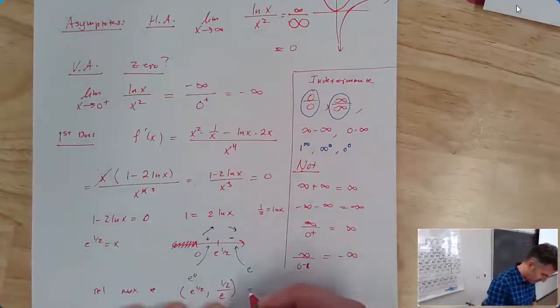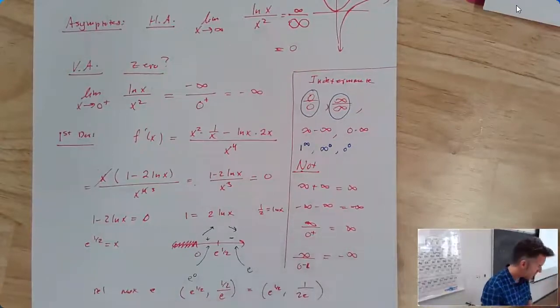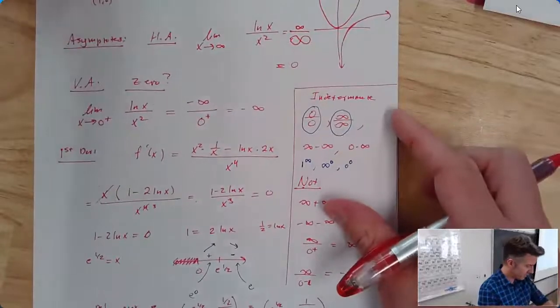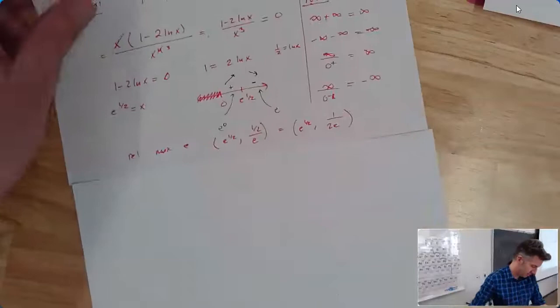Or you might write that as e to the 1/2, comma, 1/2. All right, let's look at the second derivative stuff. Second derivative stuff, I believe, is fairly interesting here in a non-interesting sort of way.